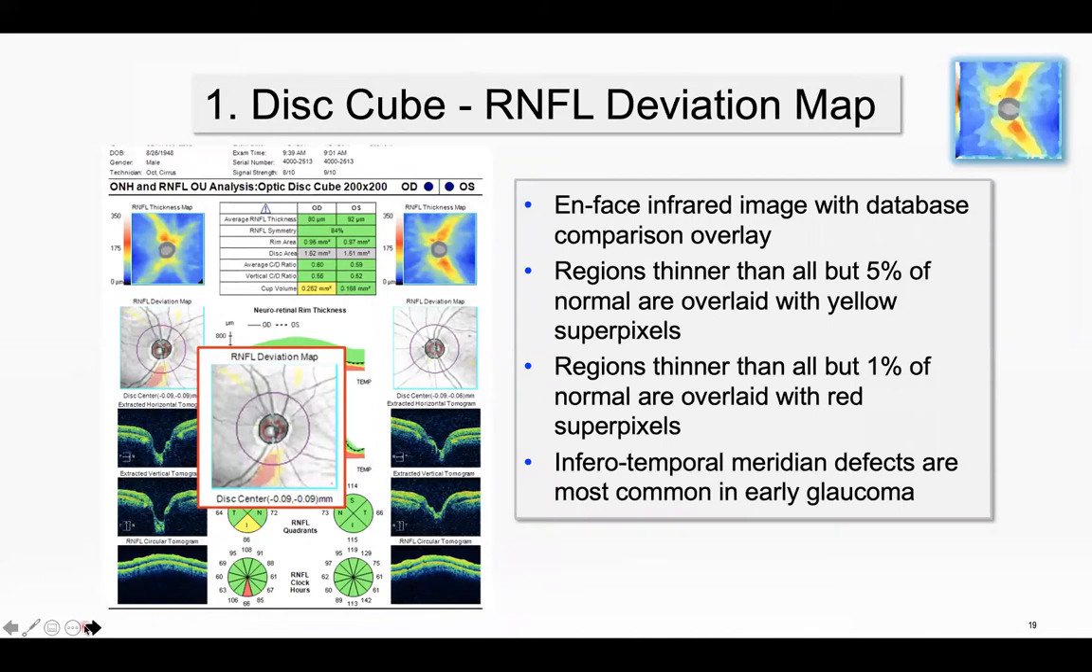Secondly, we check the RNFL deviation map. This is the en face infrared OCT image of the disc area, which is overlaid with statistical comparisons to the normative database values. So now we are comparing the raw data with the normative database. Regions with normal thickness do not have any overlays. Regions thinner than all but 5% of normal are overlaid with yellow superpixels. And regions thinner than all but 1% of normal are overlaid with red superpixels. Inferotemporal RNFL defects are the most common defects in early glaucoma, and we call this area the macular vulnerability zone.